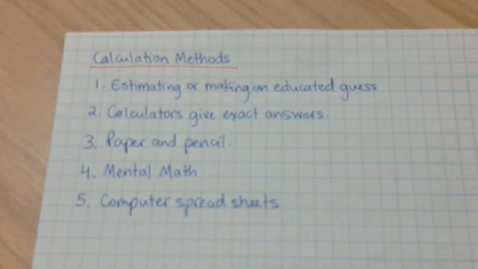The first one is estimating, or making an educated guess. This one gives an approximate answer. It's good to be able to do this, because if we think back to yesterday's video about the problem-solving method, when we look back, it's important to be able to do an estimation in our heads to see if our answer makes sense.